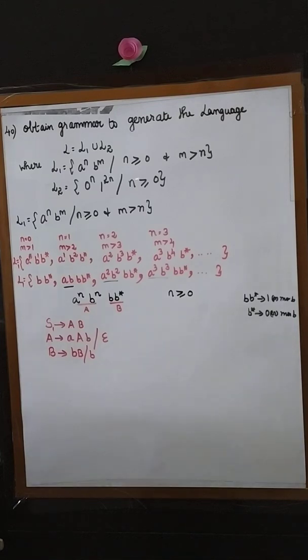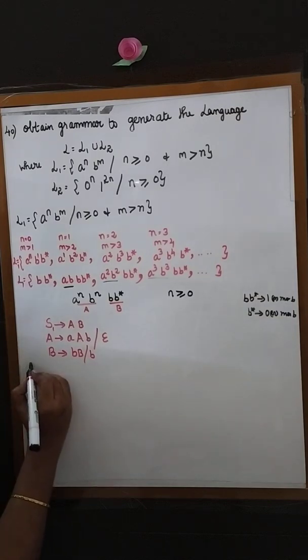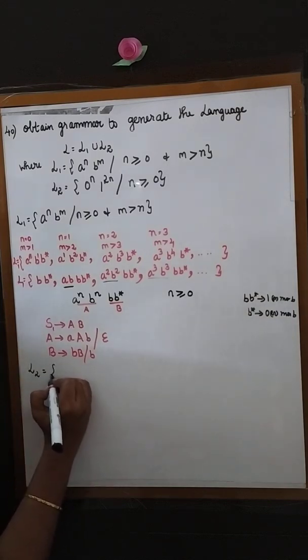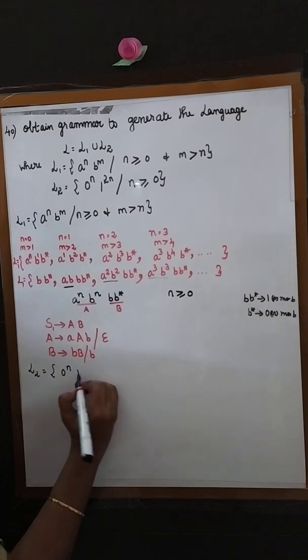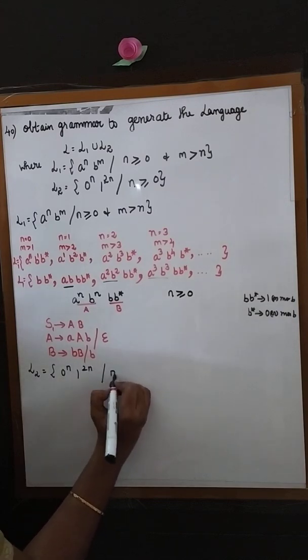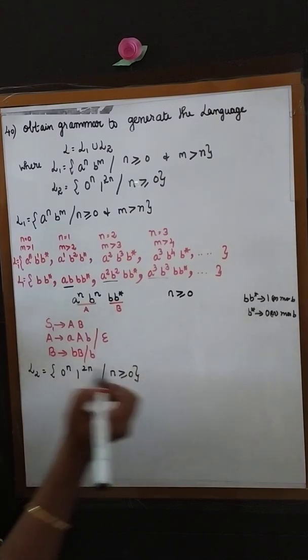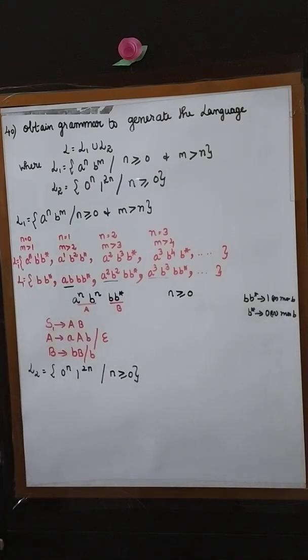Okay, so this is for the L1. Now we have to take L2. What is there in my L2? L2 I have got 0 to the power of n, 1 to the power of 2 to the power of n, such that n is greater than or equal to 0. That is what they have given. For this now we can directly generate what it means.